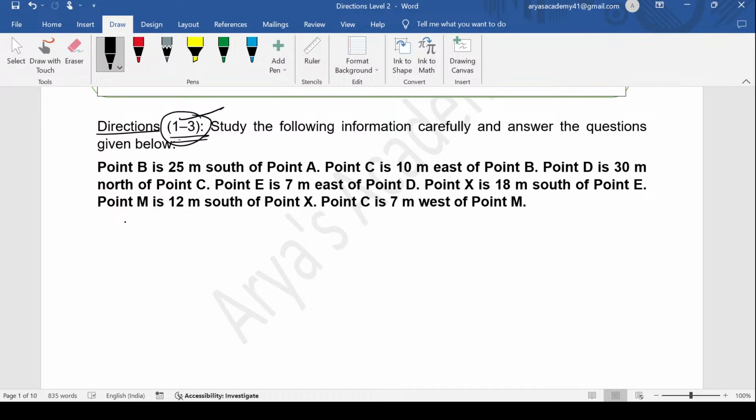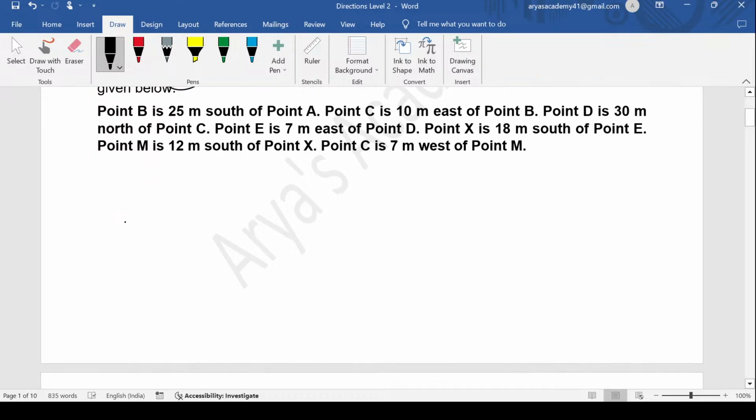So once you sort out the entire information, you will get a diagram. Based on the diagram and the provided information, you have to answer 3 questions. 3, or at times it will be 2, at times it will be 4, 5, etc. Okay. Now let's see question number 1.